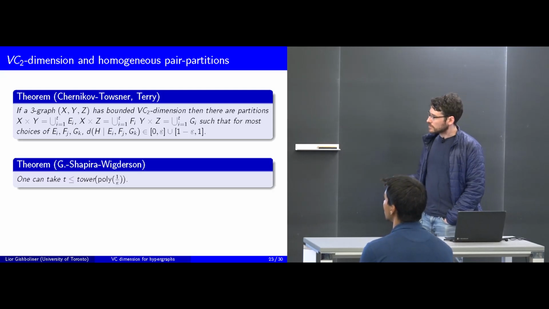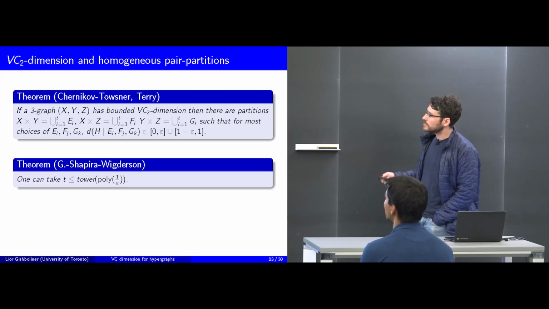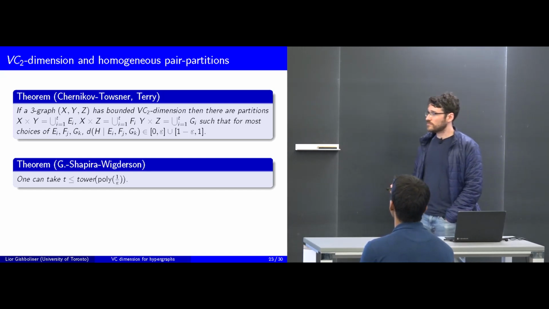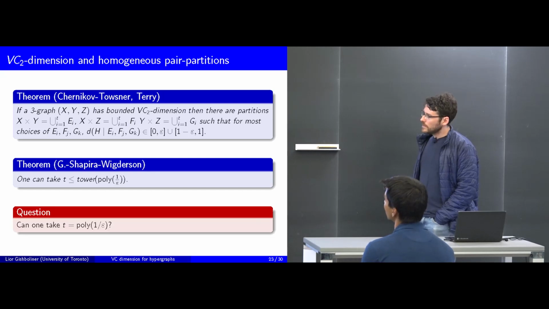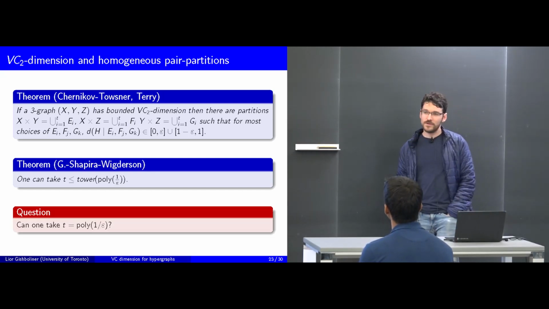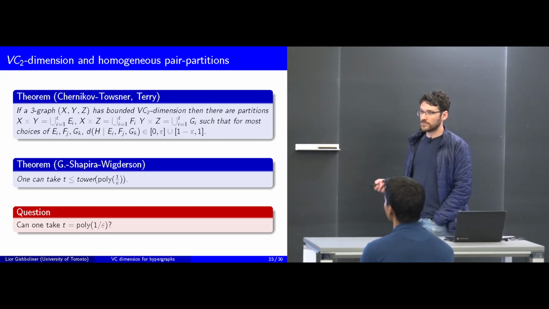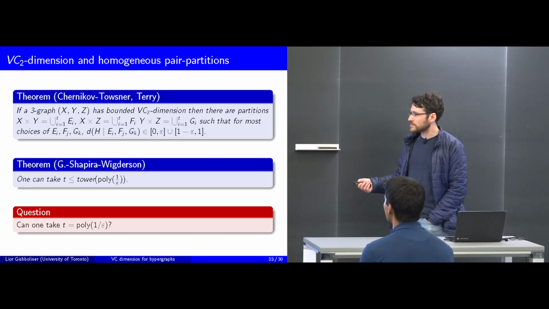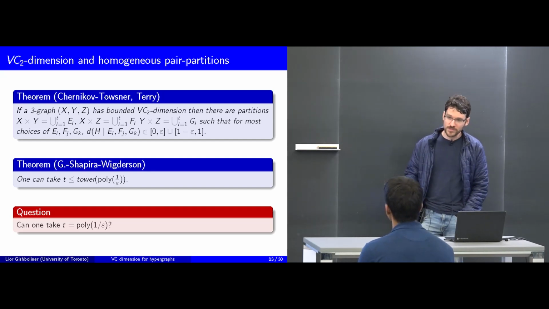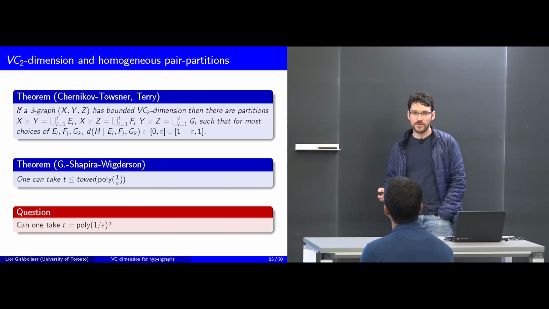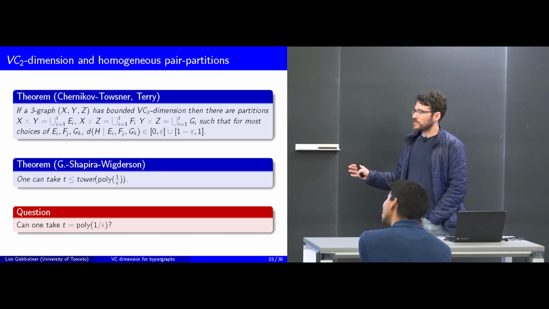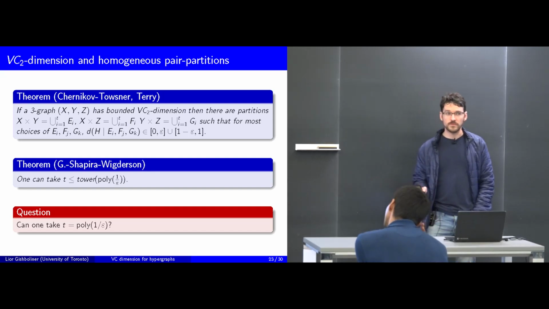So I'm repeating the same thing. This is a theorem, and we can take this T to be a tower of height 1 over epsilon. And another question that I would very much want to see solved is, can you do much better? Can you take something of size polynomial in 1 over epsilon? Or if not polynomial, can you do it exponential or double exponential maybe? So anything which is not tower type. Because I don't know of any examples that are not polynomial.